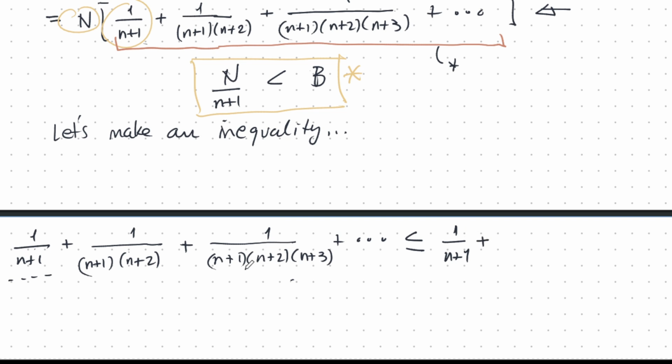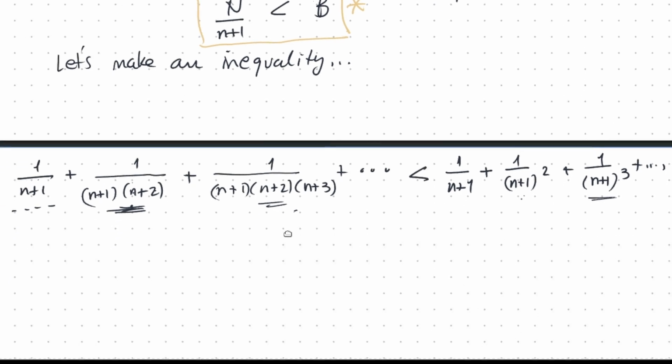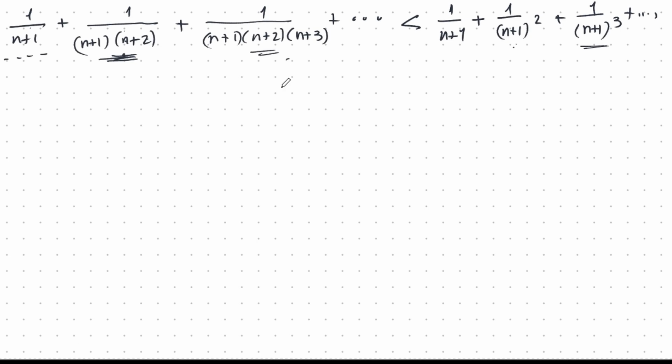And I can replace this n plus 2 by an n plus 1, giving me 1 over (n plus 1) squared. This is strictly bigger than this here. And so on. This here, (n plus 1) cubed, and so on. So (n plus 1) cubed, this is strictly bigger than this. So in fact, I can take that away and say it's strictly bigger. Very good. Okay, let me get some room here.